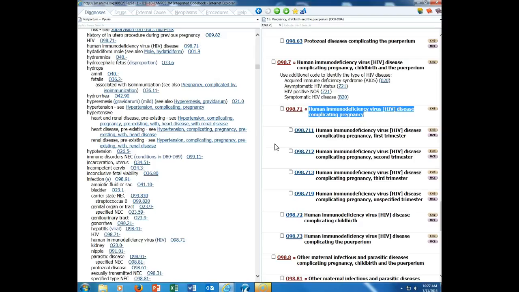You can see in the next example, this is a patient, an OB patient who's 39 weeks pregnant, and she comes in and has twins. She's been asymptomatic during her entire pregnancy.